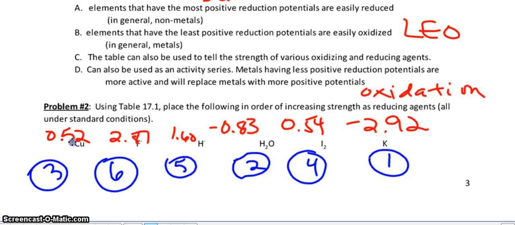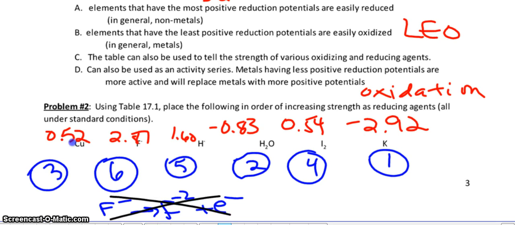Does it really want to undergo oxidation? Fluoride, F negative. Will F negative lose another electron? Have you ever seen such a thing? There is no way. That is not going to happen. Fluoride will not become F negative 2. I'm sorry. So that would be the worst reducing agent because it does not want to be oxidized. All right, let's go on to the next page.